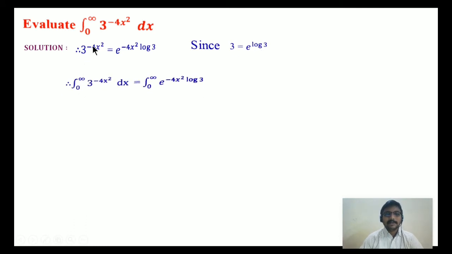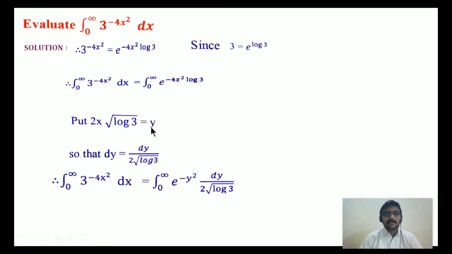Now the integral 0 to infinity 3 power minus 4x square dx is the integral 0 to infinity e power minus 4x square log 3 dx. Here dx is missing, just write it down. Now putting 2x into root of log 3 equal to another variable y. Now differentiating on both sides, we will have dy by 2 into root of log 3.